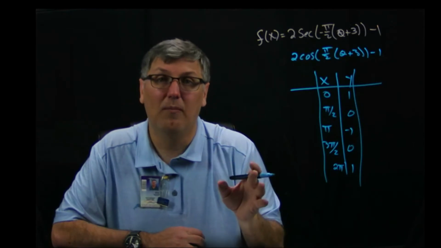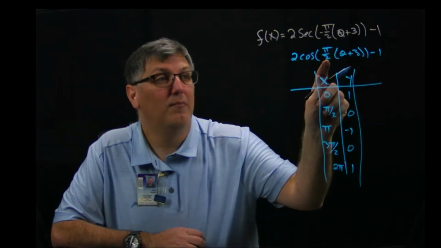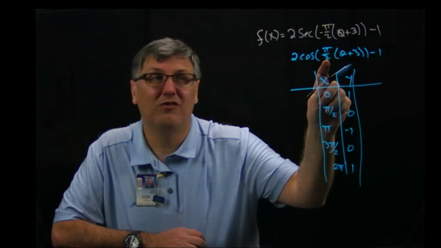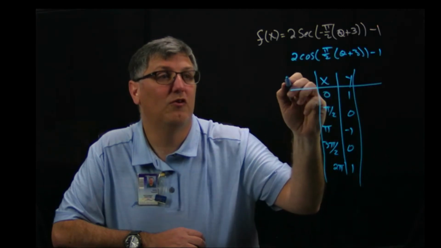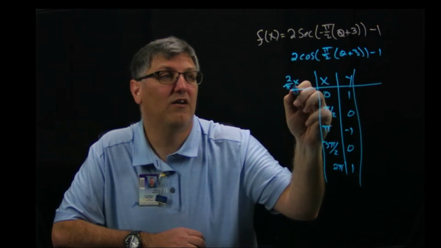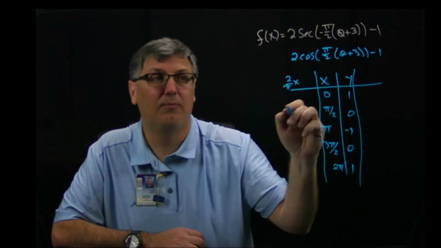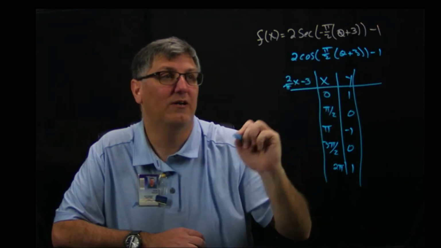All right, now we do our mapping. My b, we're going to multiply by the reciprocal. So if I have pi over 2, I'm going to do 2 over pi x. This plus 3, remember it's opposite, we're going to do minus 3.